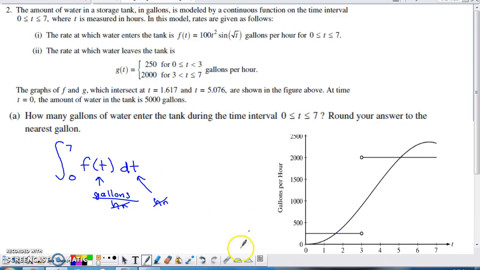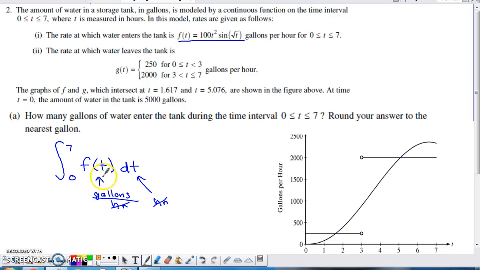And so we're not asked how much water is in the tank at the end of time t equals 7, or from 0 to 7. We're not asked to figure out anything with regard to how much water leaves the tank. It's just how many gallons of water enter the tank. Well, the rate at which water enters is given by this function right here.